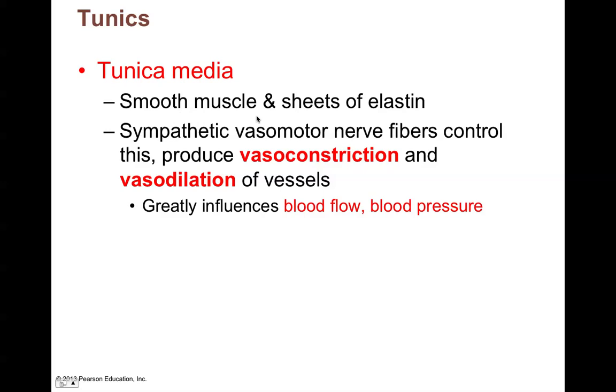Tunica media in the middle. This consists of smooth muscle and sheets of elastin because it needs to be somewhat stretchy. The sympathetic vasomotor nerve fibers, this is part of the sympathetic nervous system. These fibers will control this layer because it's primarily smooth muscle, and the smooth muscle is what can cause vasoconstriction, that means narrowing the blood vessel, and also vasodilation if there's a need for that vessel to enlarge. This vasoconstriction and vasodilation greatly influences blood flow and therefore blood pressure.